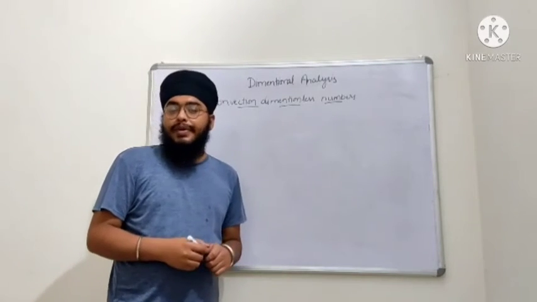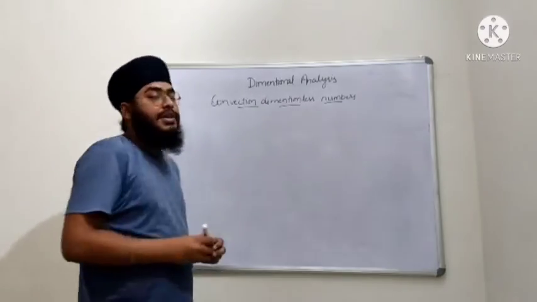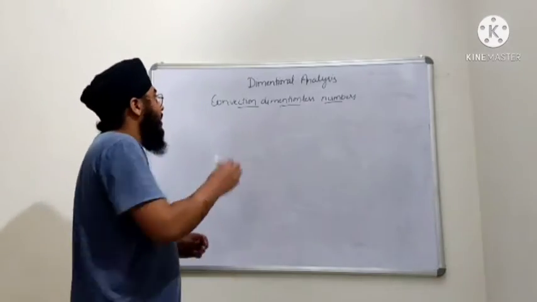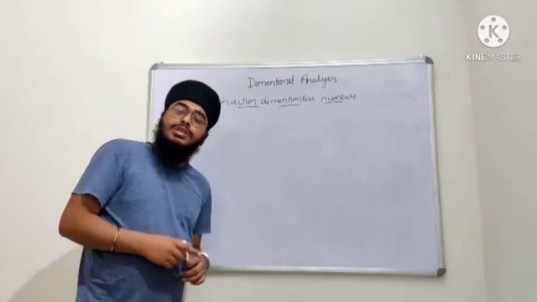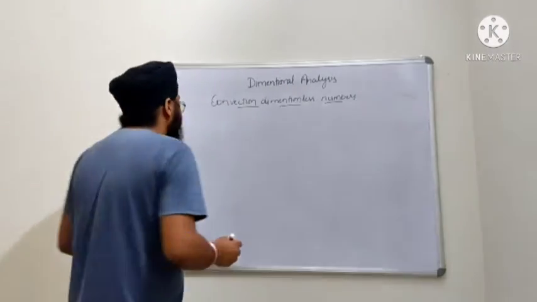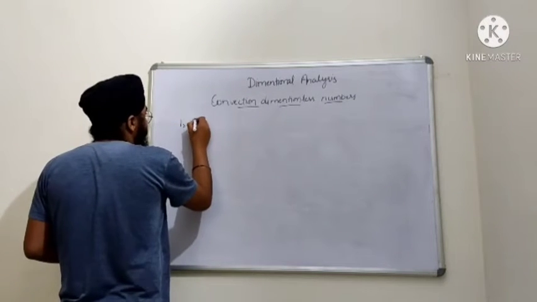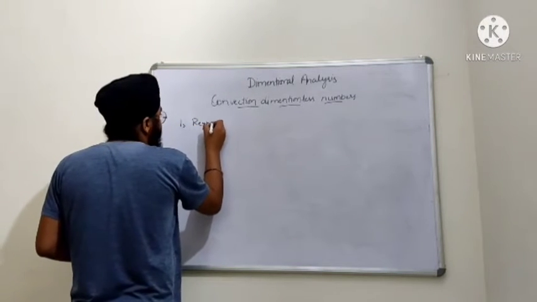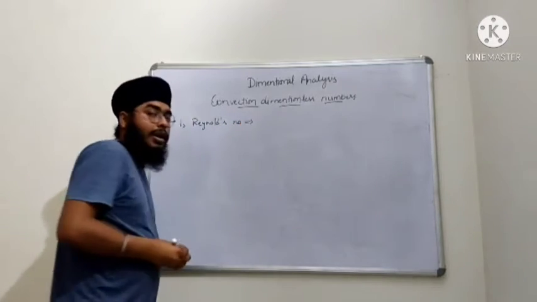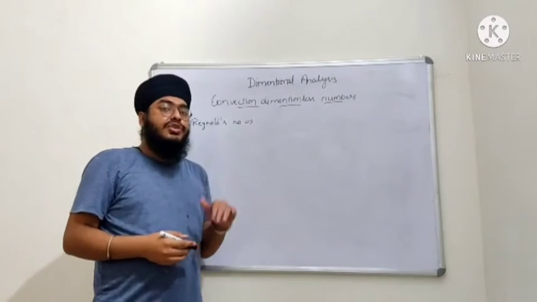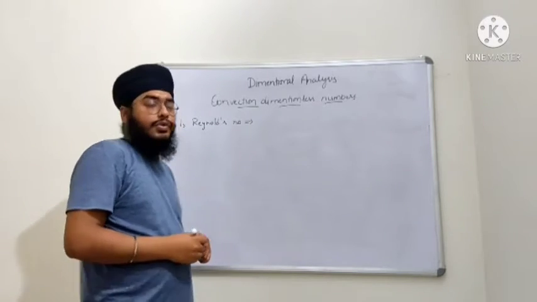Now the next topic which we are going to discuss is dimensional analysis, and in this, majorly convection dimensionless numbers. The first number which we will discuss is Reynolds number. So now Reynolds number is nothing but the ratio of inertia force to the viscous force.